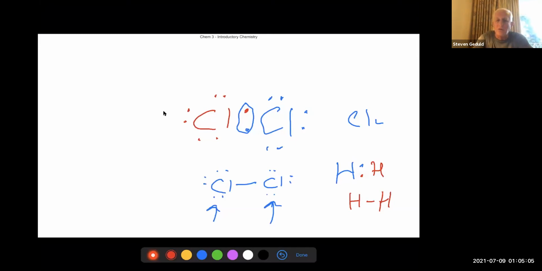So in drawing Lewis structures, let's do the Lewis structure for water just to review. We've done this before. Water is H2O. The easiest way to draw a Lewis structure is to count your valence electrons first. Always do that first, and it makes life so much easier. So you have 2 hydrogens.